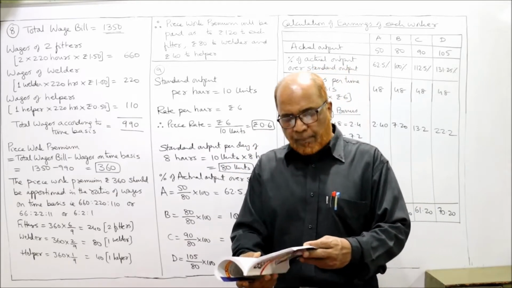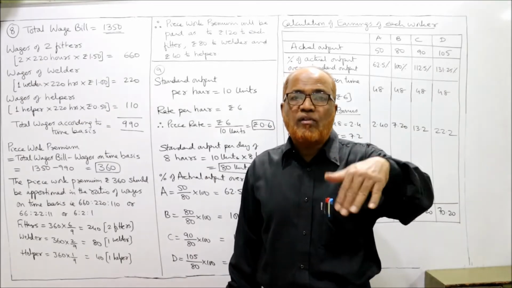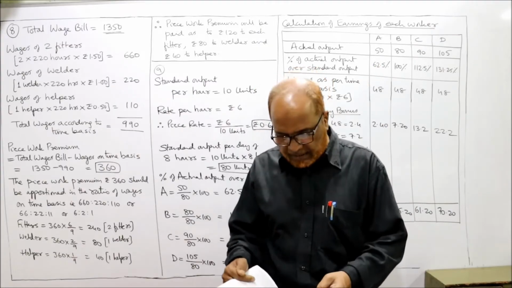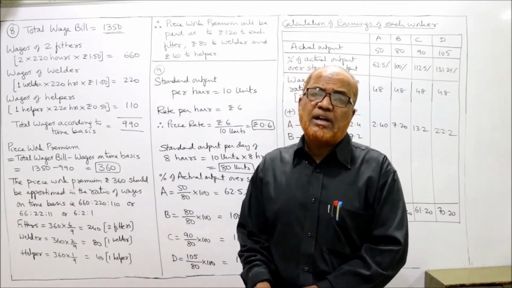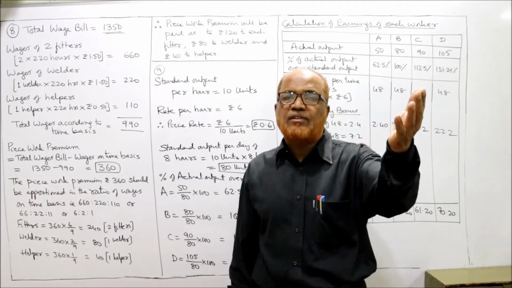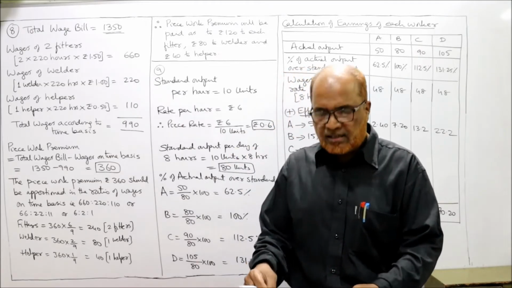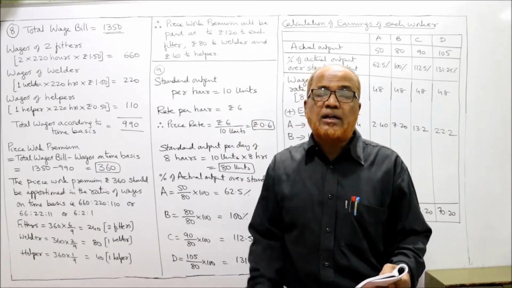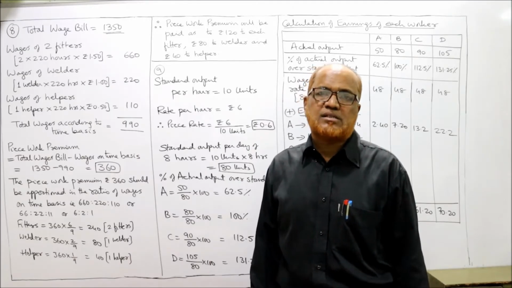Above 60% and up to 75%. If a worker has produced output over 60% but up to 75%, he will be paid bonus at the rate of 5% of the wages. Similarly, above 75% and up to 90%. If a worker has produced over 75% up to 90% of standard output, then he will be paid 10% of the wages as bonus. Above 90% up to 100%, he will be paid bonus at the rate of 15% of wages.